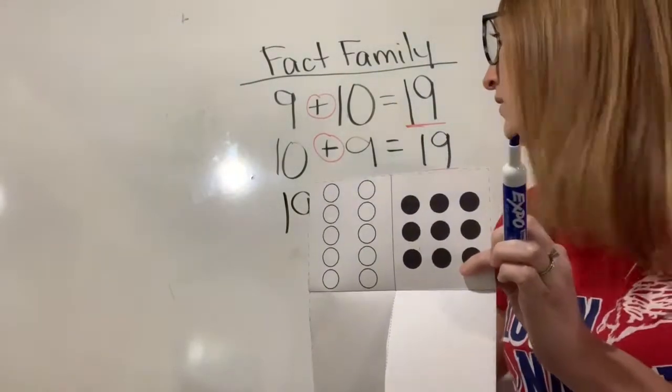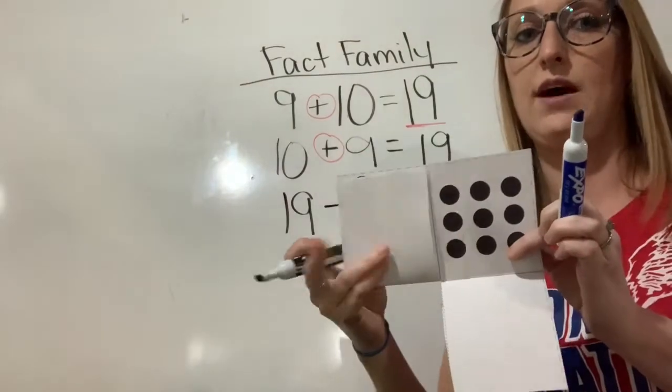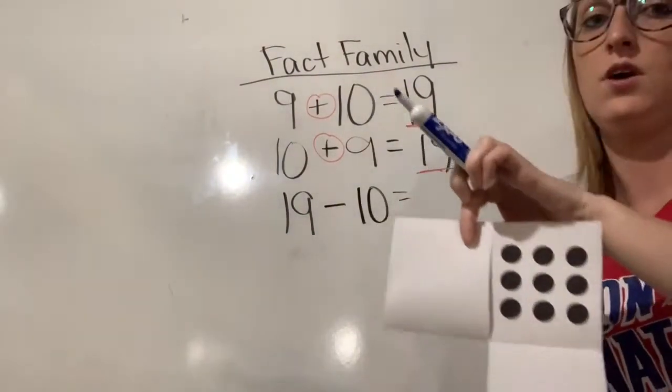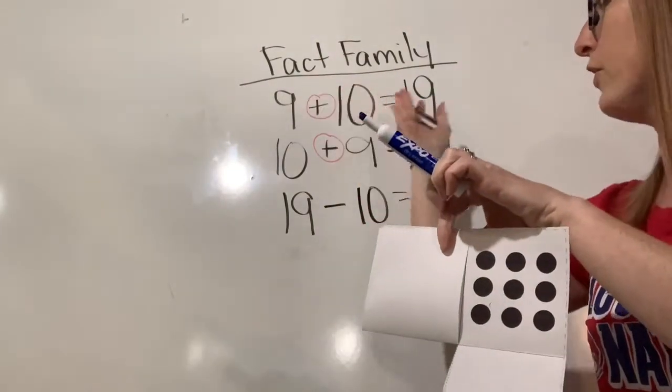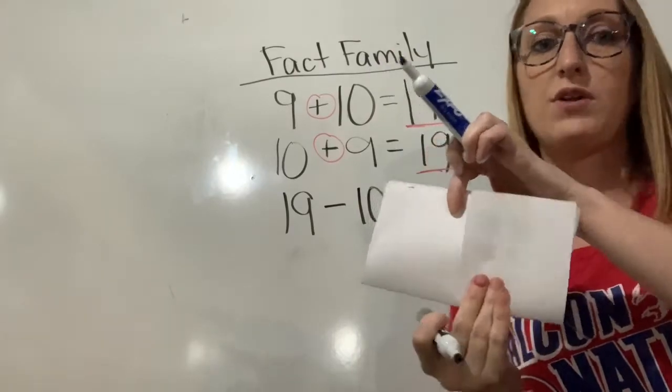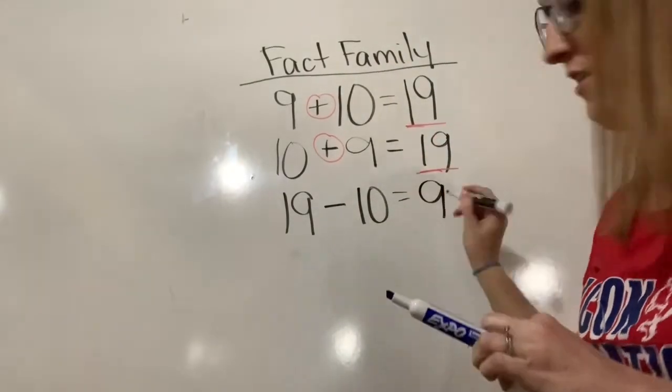19 take away, how many? That was 10. If I have 19 and I take 10 away, how many are going to be left? Well, I can't get any other numbers. I know I'm only using 9, 10, and 19. Even if I can't see this, I know it's a 9, but I can count what's left. So it is 9, okay?